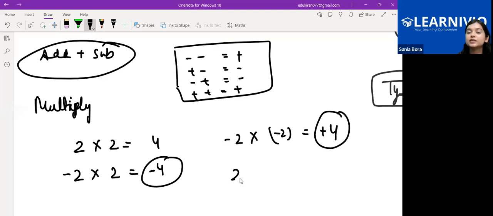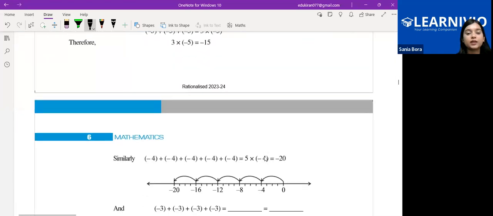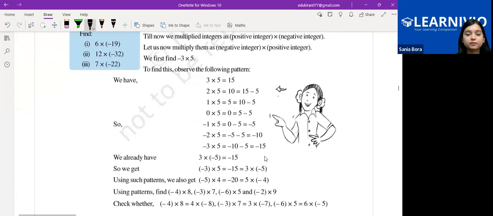Clear? Similarly, if it is like this, then the answer would be 4, and plus minus is minus, so the answer would be minus 4. Got it? So in multiplication, you simply multiply and then according to the signboard you put the sign. Plus minus minus like this. Minus plus minus. Plus plus plus. Minus minus plus like this. Fine? Good then. Now let's just move to the next question.